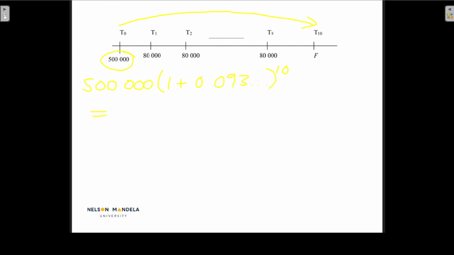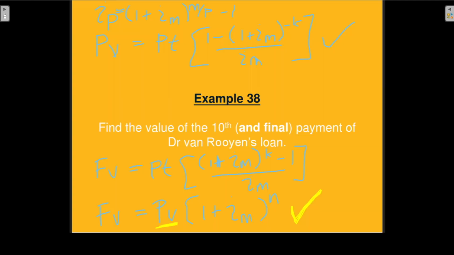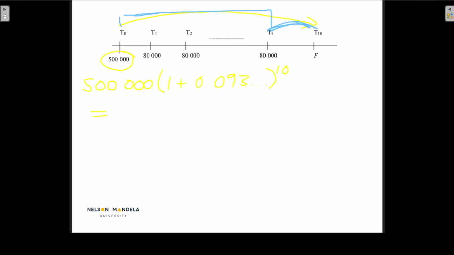Now remember, my annuity goes from t0 to t9. So if I calculate the future value of the annuity, it will give me the value of the annuity at time t9. So I have to get the value of the annuity at time t9 and then move that value, the future value of the annuity, to time t10. So first of all, I will use this formula here to get the future value of an annuity. So let's do that in blue.